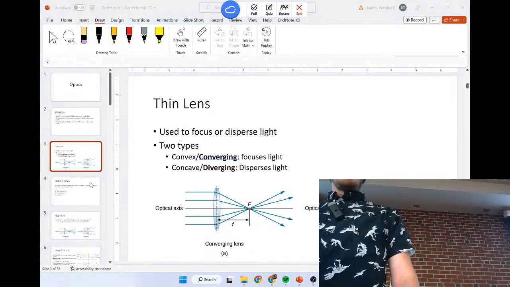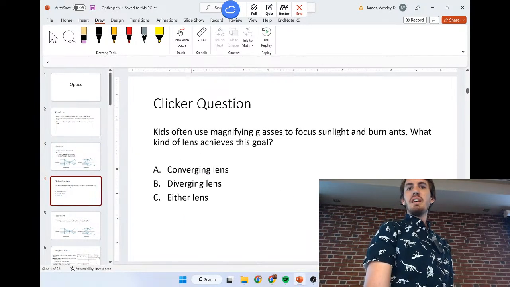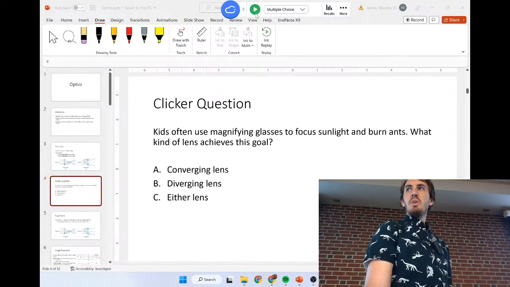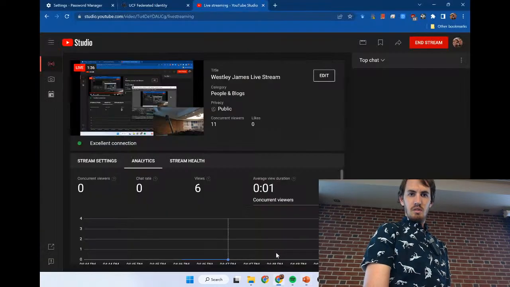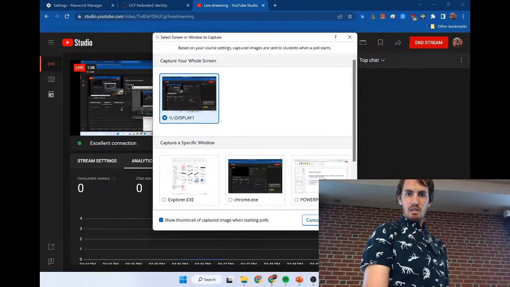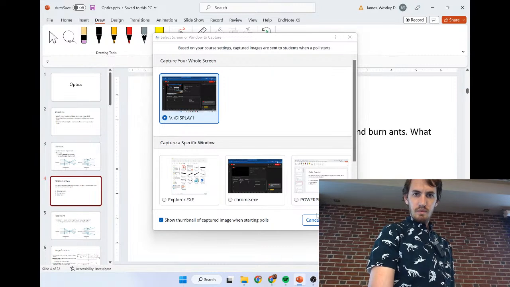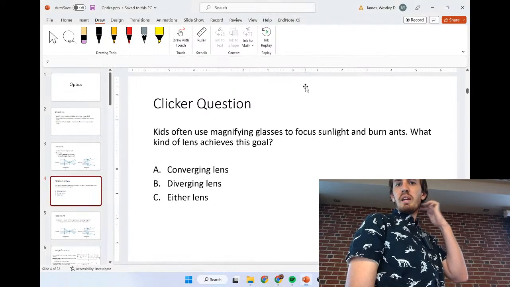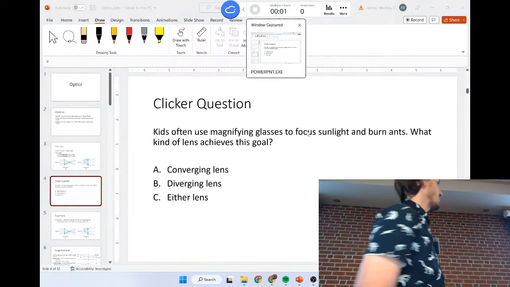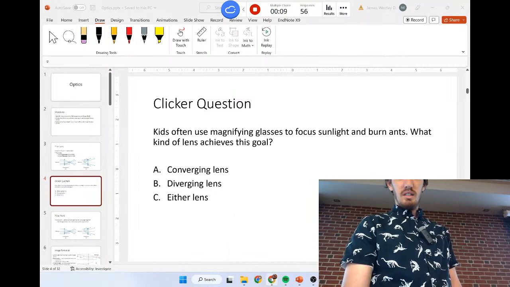So the first clicker question is, kids often use magnifying glasses to focus sunlight and burn ants. What kind of lens achieves this goal? Kids often use magnifying glasses. Is it running now? Yep, it's collecting responses now. What kind of lens would allow us to focus sunlight and burn ants? Silly question, but a fun one.